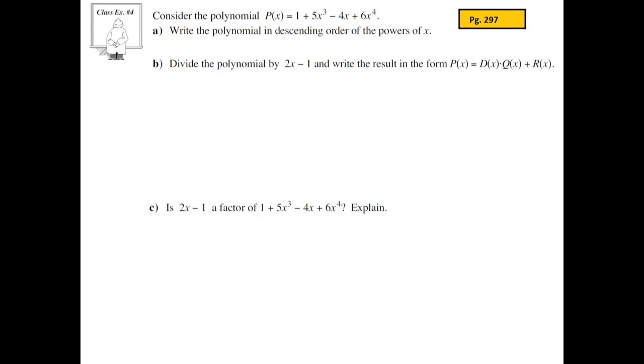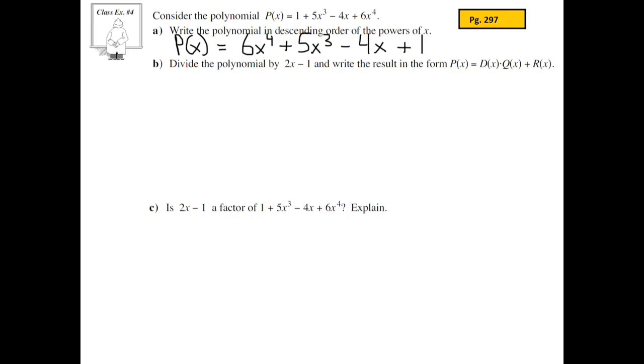So consider the polynomial p of x is equal to 1 plus 5x to the power 3 minus 4x plus 6x to the power 4. So we have to write the polynomial in descending order of the powers of x. Well, p of x, the largest power is going to be that 6x to the power of 4. Then next up we're going to have 5x to the power of 3. Then it's going to be minus 4x plus 1. And that's all there is to it.